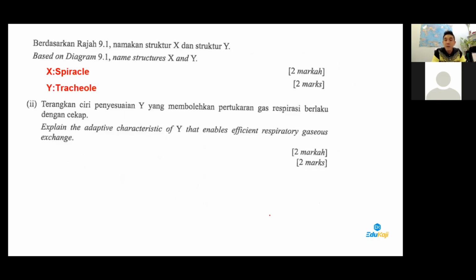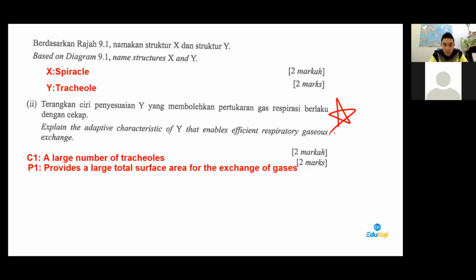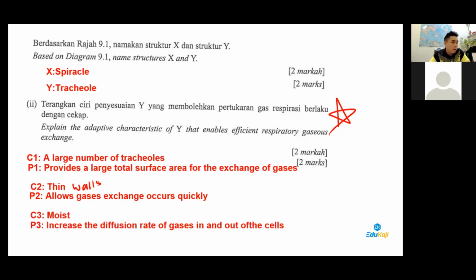The next one is quite simple, guys. Draw one star. This is quite a common question. They always ask the adaptation. So you have to make sure you write a large number of tracheae, increasing surface area. Walls are also thin. Thin walls allow gas exchange to occur quickly. I think these two are quite good already. The last one is okay.